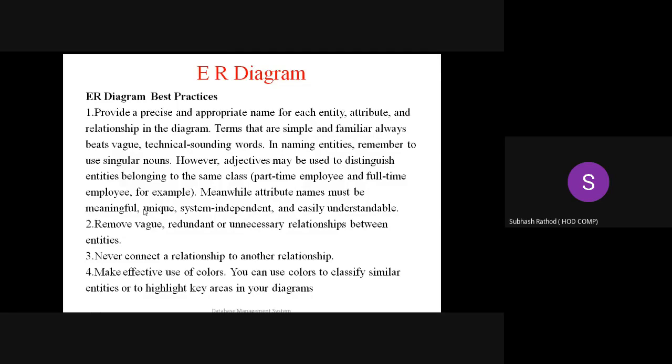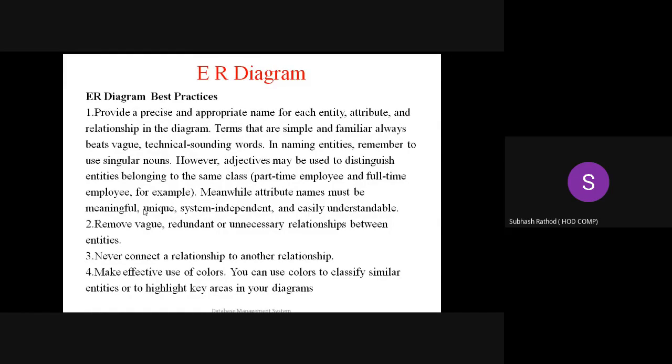Third, never connect a relationship to another relationship. That care has to be taken by the designer while associating one relationship with another. The third point suggests never connecting a relationship to another relationship. There should not be a line between two relationships, no association between two relationships. That care has to be taken while drawing the ER diagram.